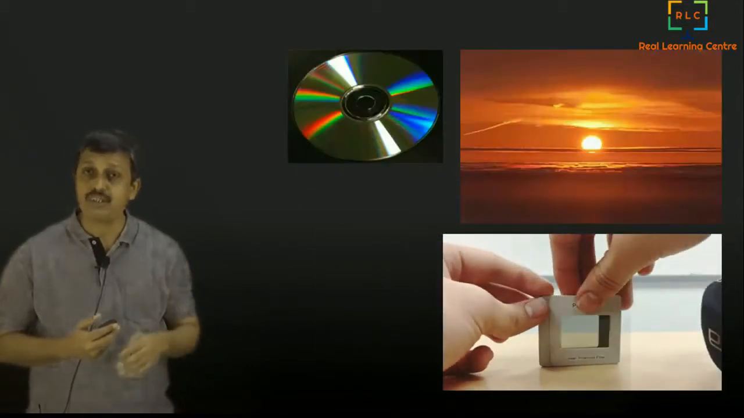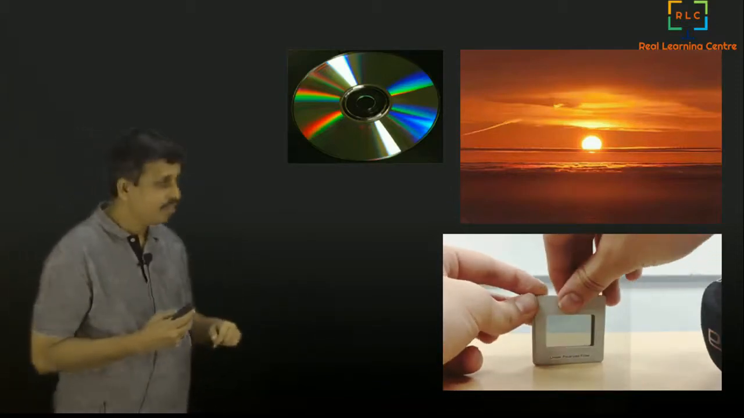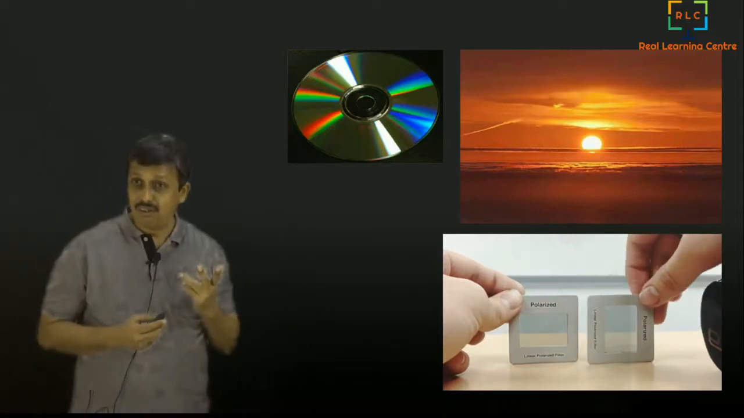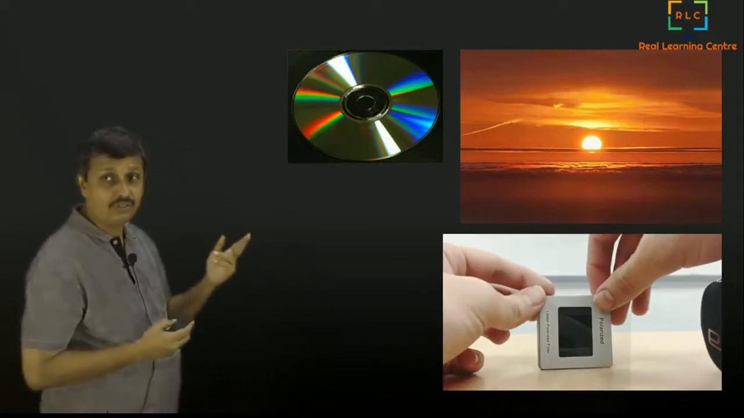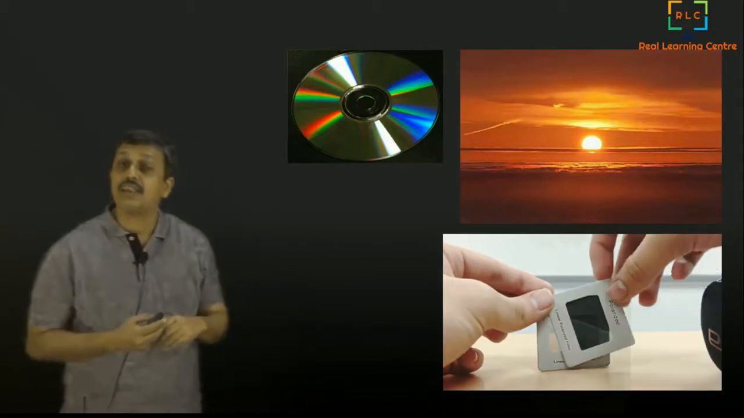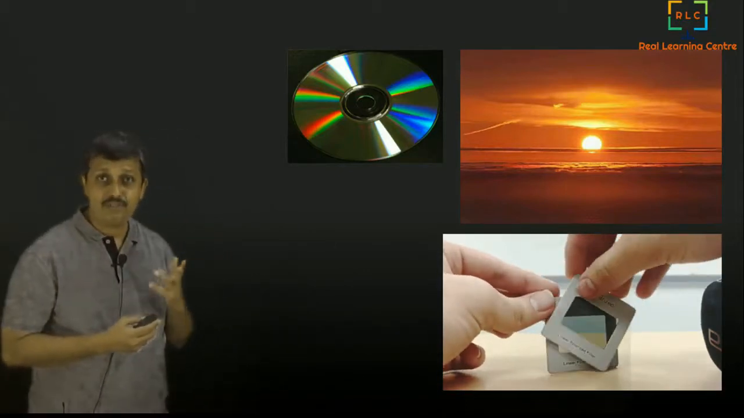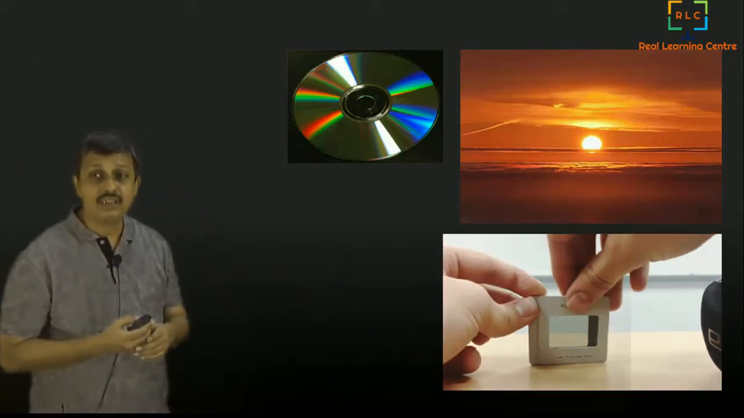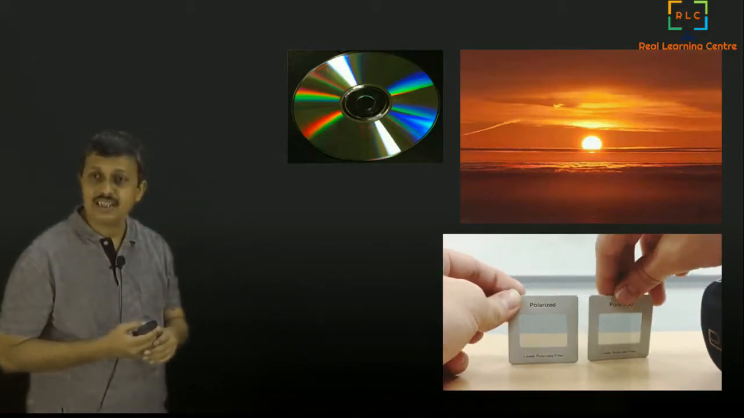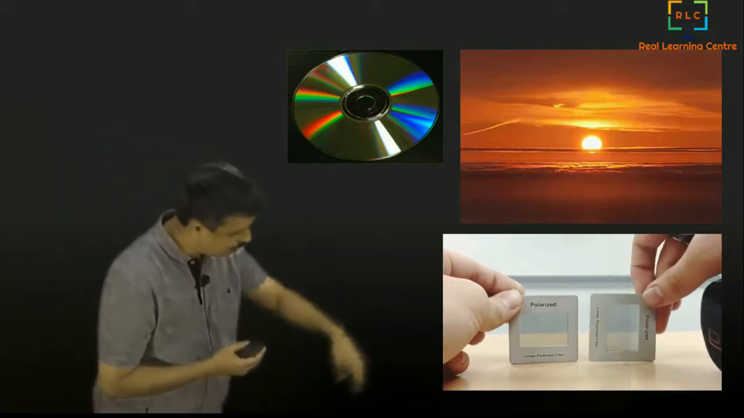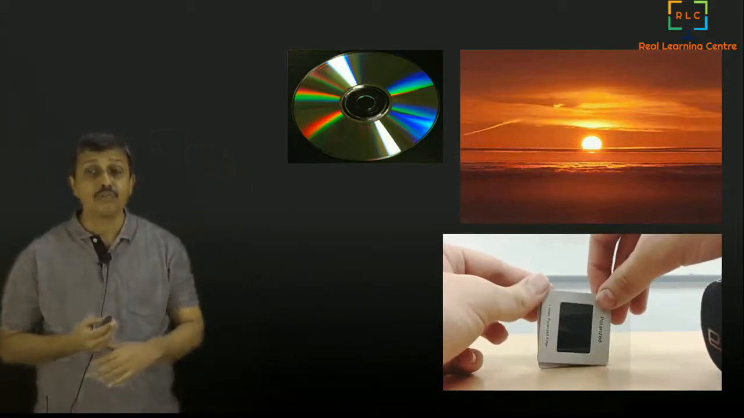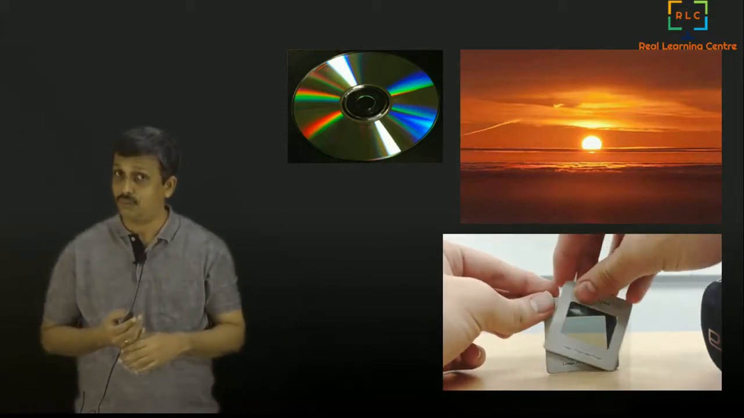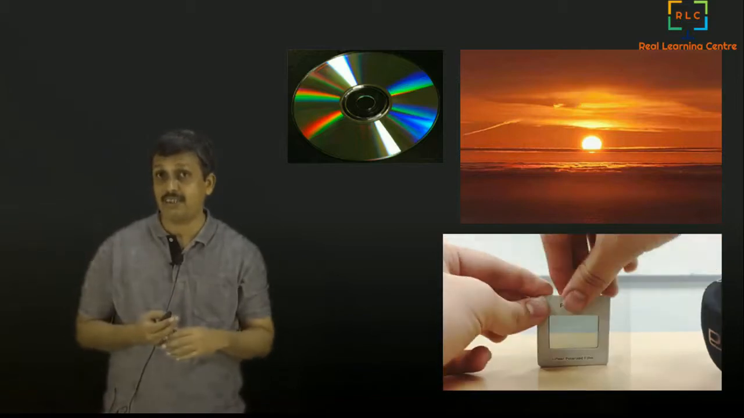There are a few more properties of light which are quite new. The first one is a CD, which looks colorful. The second one is a sun setting and giving us beautiful colors. The third one is even stranger. If you keep it in a particular direction, it is transparent; in another direction, it looks opaque. When you put two things together, they look transparent otherwise. So why does it happen? What property of light makes it happen like that?